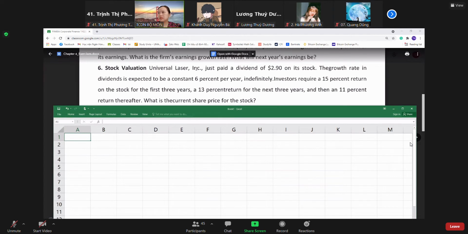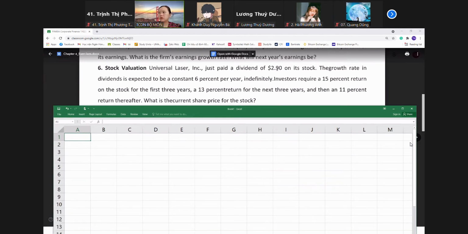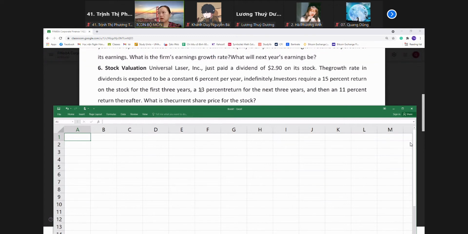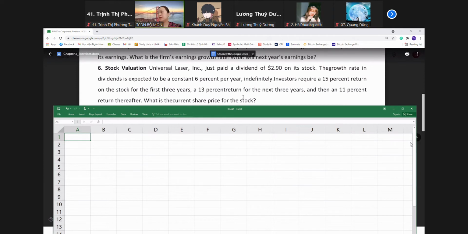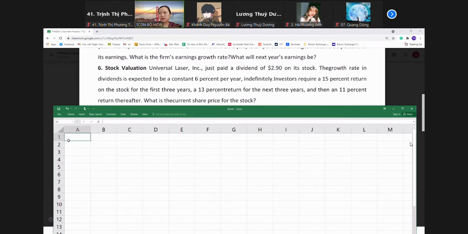Universal Laser Inc. just paid a dividend of $2.9 on its stock. The growth rate in dividend is expected to be a constant 6% per year indefinitely. The investor requires a 15% return on the stock for the first 3 years and 13% return for the next 3 years, and then 11% thereafter. So you will have to estimate the current price.